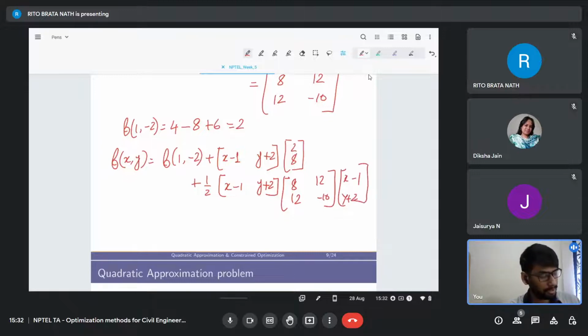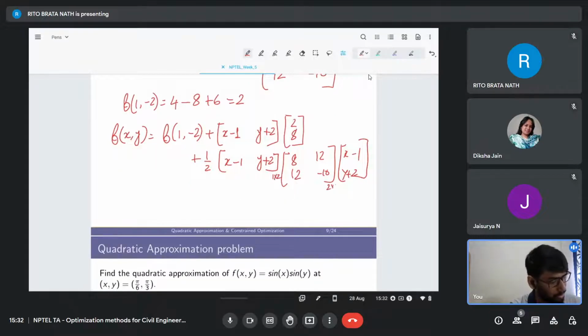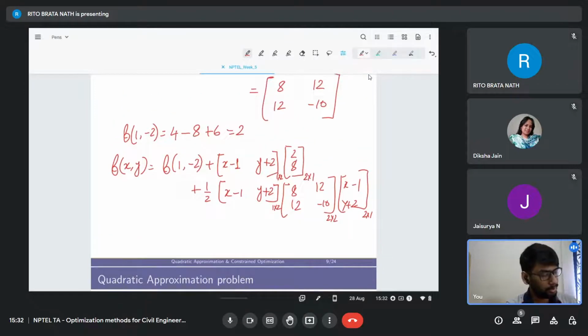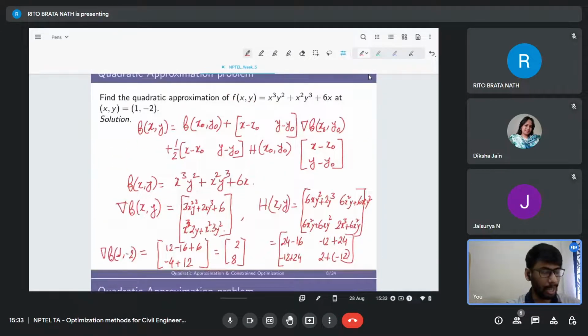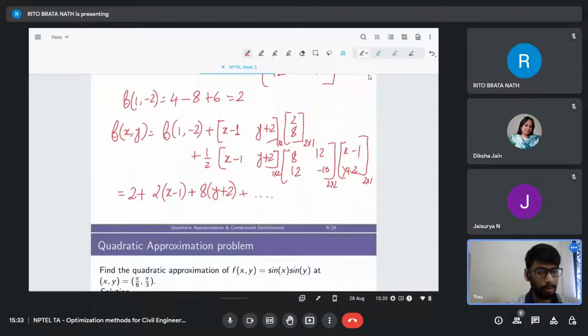So be careful with the dimensions here. This is 1 cross 2, this is 2 cross 2, and this is 2 cross 1. So ultimately we'll get a scalar. Here also, this is 1 cross 2, this is 2 cross 1, so ultimately we'll get a scalar from this part as well. If you plug in the values, the first term will be 2, then the second term will be 2 times x plus 8 times y plus 2. The rest of the part is simple, it's just multiplication, so I'm not wasting time calculating this. Ultimately, you will get a quadratic approximation with terms related to x, y, or maybe x square or y square, or maybe x multiplied by y somewhere.